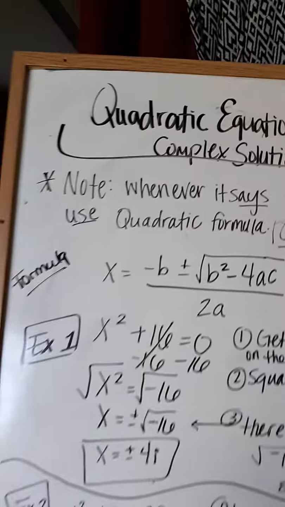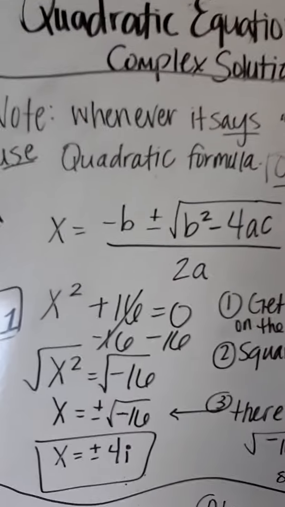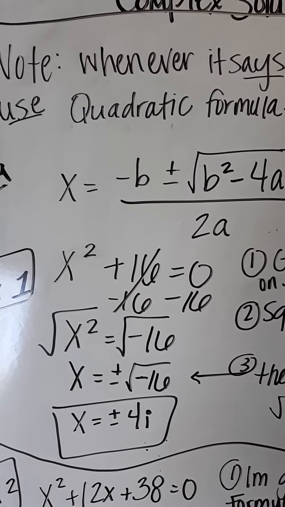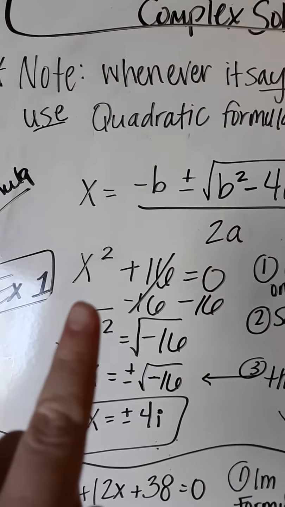Okay? So in our first equation, we have x squared plus 16 equals 0. So I can see that the x is squared, and just looking at 16, I know something times something equals 16. So number one is get the number without a letter on the other side. That step is modeled right here. So I subtracted 16 from both sides to get x squared equals negative 16.